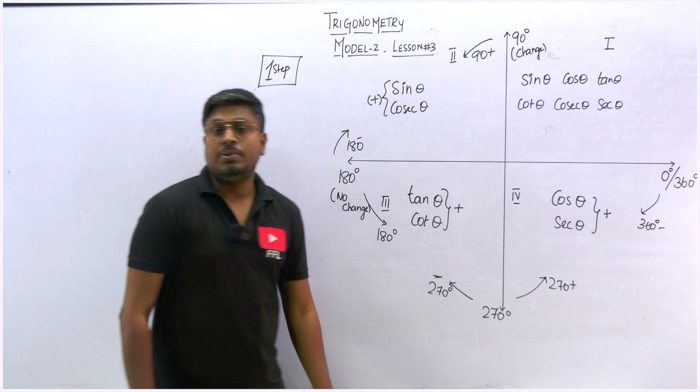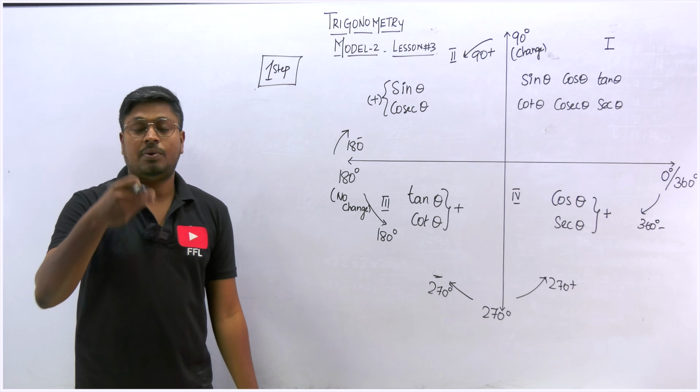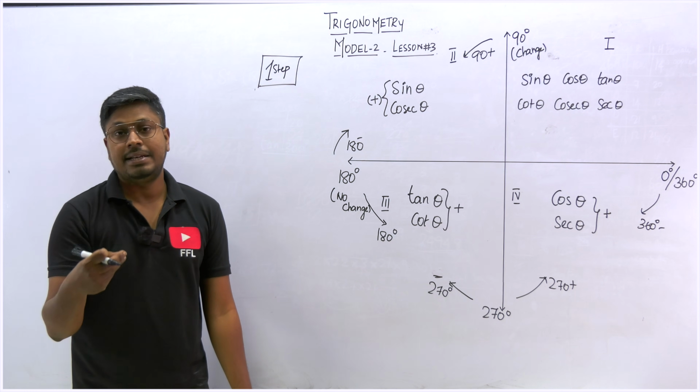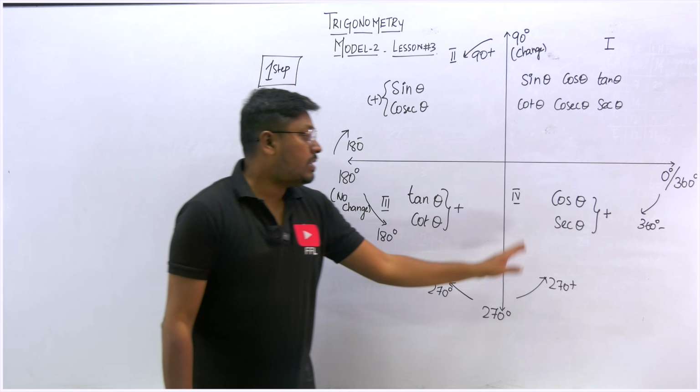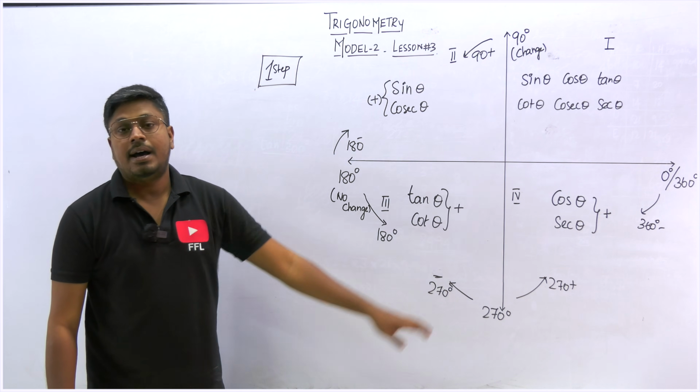And the fourth, Tea Cups. Cups starting with the letter C, so cos theta. Cos theta's opposite will be secant theta. So these two will be positive in the fourth quadrant. Other than that, all the remaining trigonometrical angles are negative.